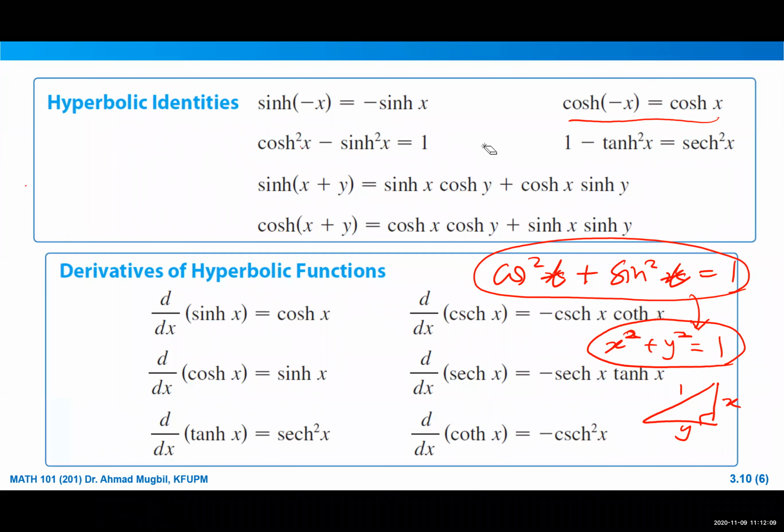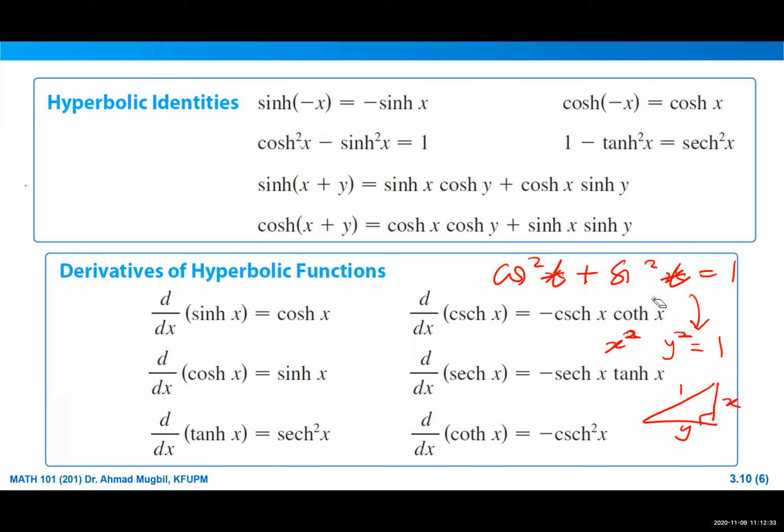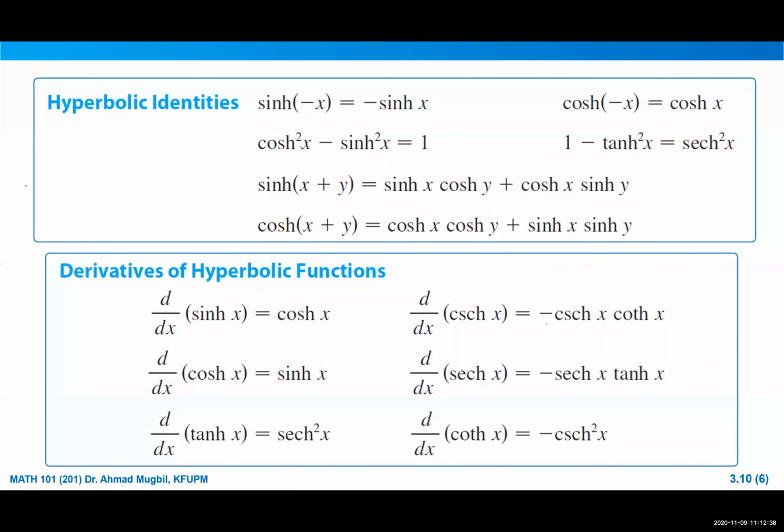Now you can also see the identities are similar. You need to prove them, of course, all of them. Now update your table of derivatives. Add sine hyperbolic x, its derivative is cosine hyperbolic. Look at the difference here. The derivative of cosine hyperbolic is not negative like what we have in the trigonometric. No, it is sine hyperbolic. The derivative of tan hyperbolic is secant hyperbolic squared. Now the remaining derivatives are all negative, so this will be easier for you to recall. These derivatives are the same also, but all of them are negative, for cosecant, secant, and cotangent.